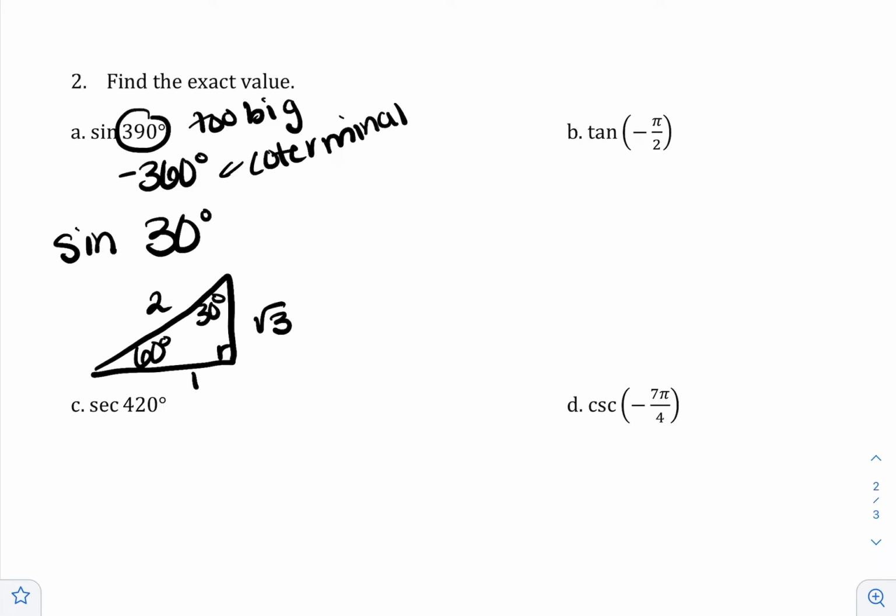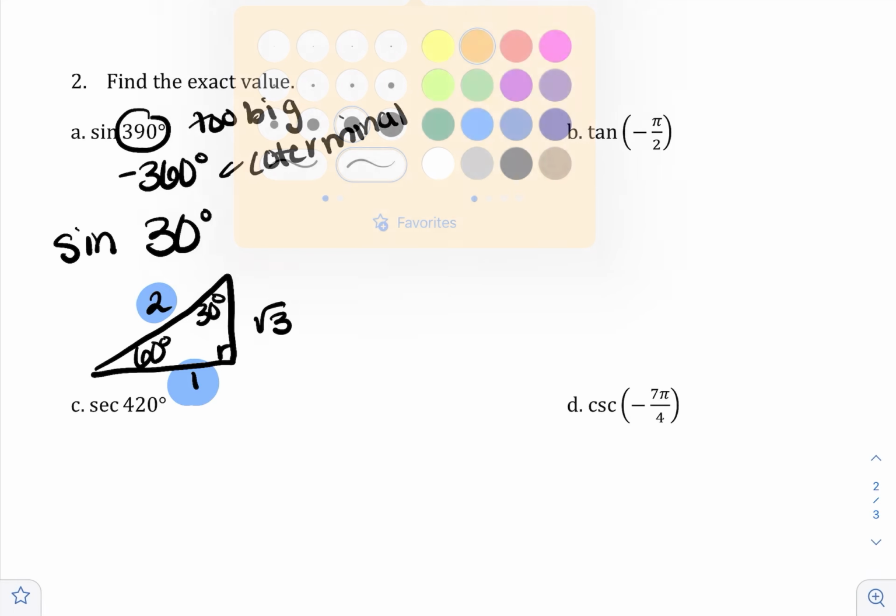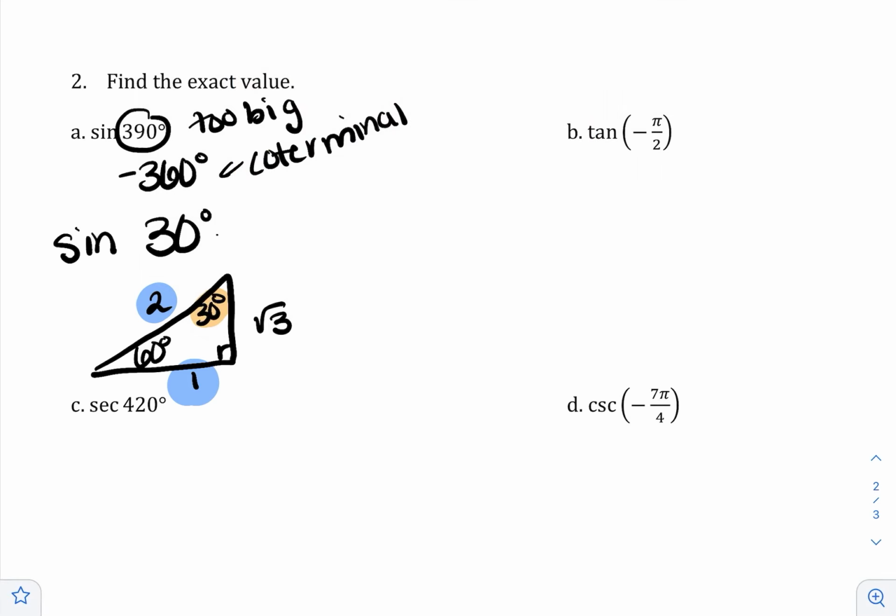So sine is opposite over hypotenuse. So the sine of 30, oops, I said opposite and I highlighted adjacent. So let's go back. Opposite is 1, 2, because I'm working with 30 degrees. So the sine of 30 is 1 over 2.